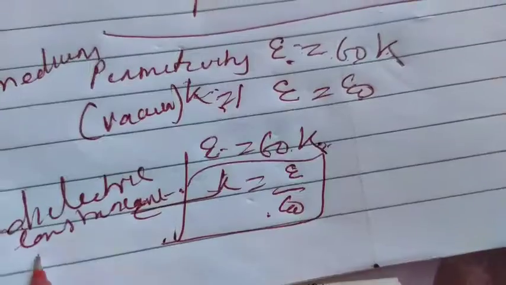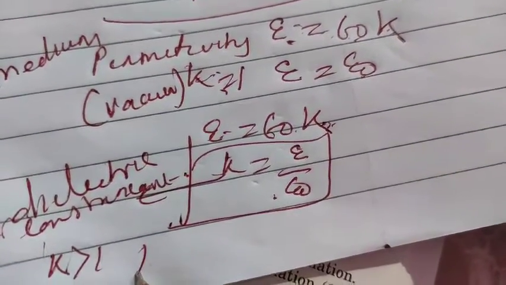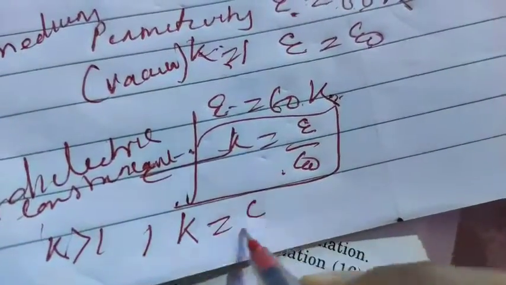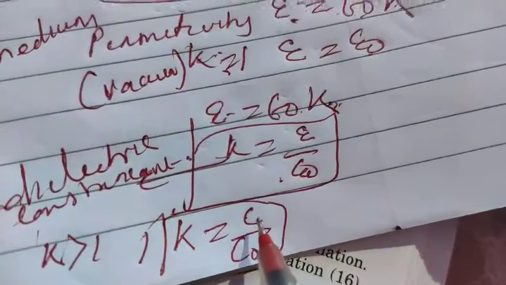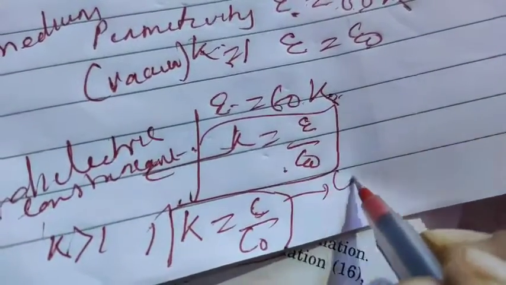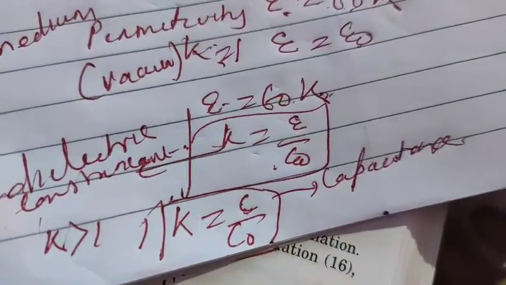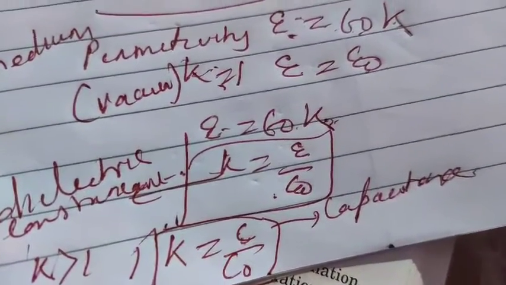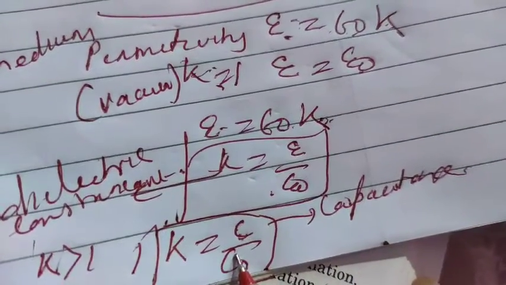If K is greater than 1, then we can also consider K is equal to C by C naught. C stands for capacitance, meaning how much capacity a device has to store charge. So K is the capacitance in medium divided by capacitance in vacuum. Clear? Now student, you have to understand when capacitors are in parallel and when capacitors are in series.